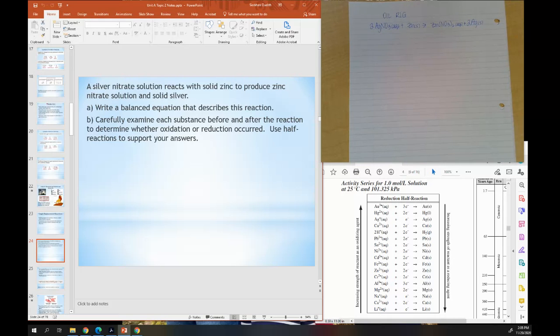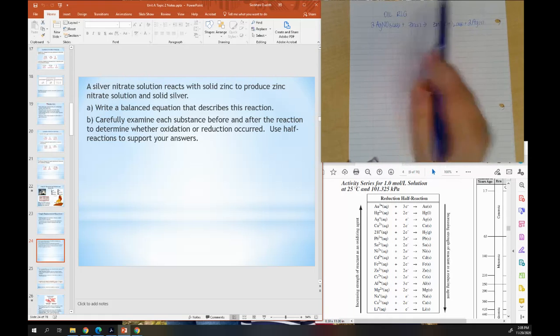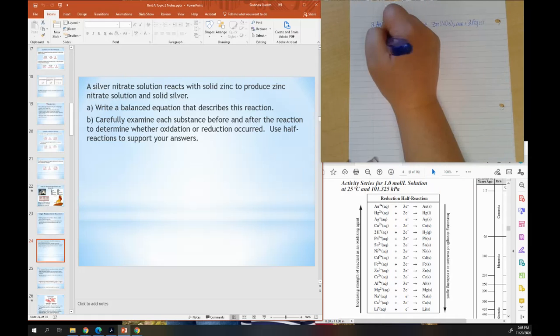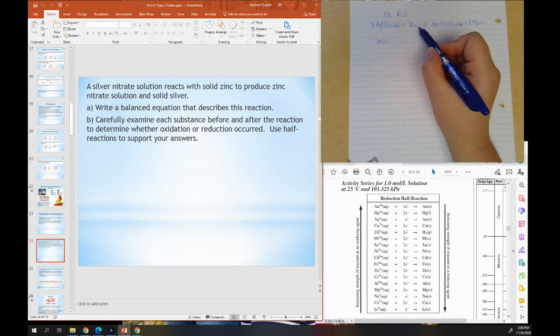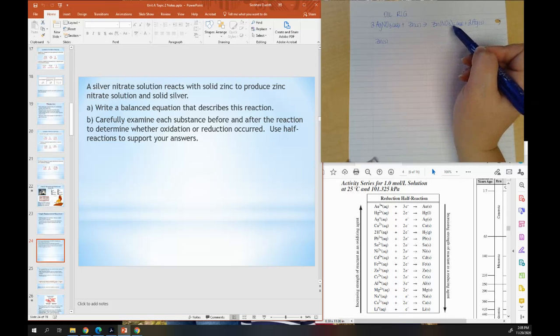Part B says, carefully examine each substance before and after this reaction to determine whether oxidation or reduction occurred, and use half reactions to support your answers. So this is probably the first time that you're seeing these, writing these half reactions. You can do it in whatever order, but I personally like to start with whatever was in its solid form first. So we have zinc. It's in its solid or atom form here because it's by itself. And then we'll notice here that it's going to be in its ion form because now it is in an ionic compound with another ion.